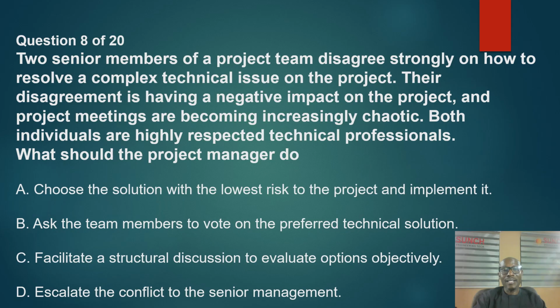Their disagreement is having a negative impact on the project, and the project meetings are becoming increasingly chaotic. Both individuals are highly respected technical professionals. What should the project manager do? A. Choose the solution with the lowest risk to the project and implement it.